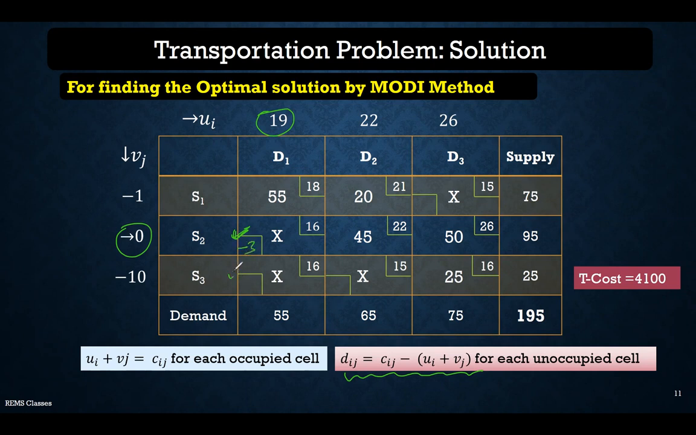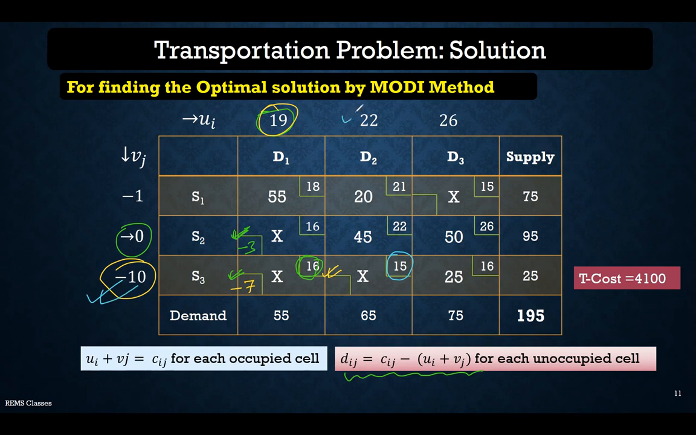Again, we are going to find the dij for this particular cell. For this cell, the value of cij is 16. So this 16 will be minus the sum of 19 and minus 10. The sum of 19 and minus 10 is 9, so 16 minus 9 equals minus 7. Again, we will find the value of dij for this cell, where cij is 15, so 15 minus the sum of these two.